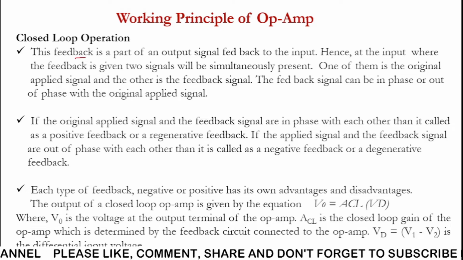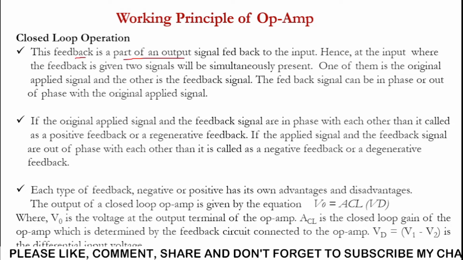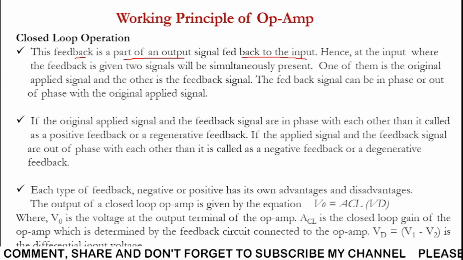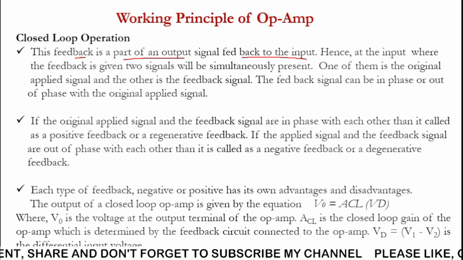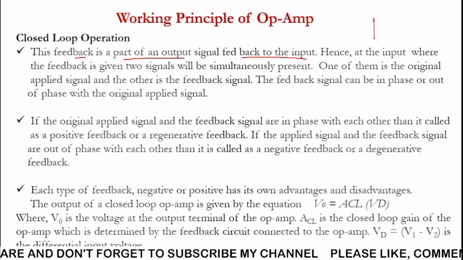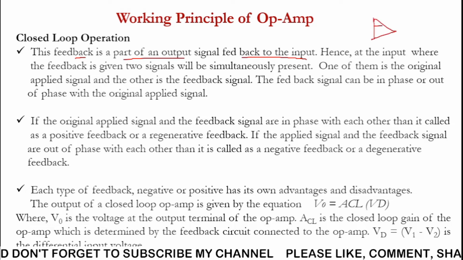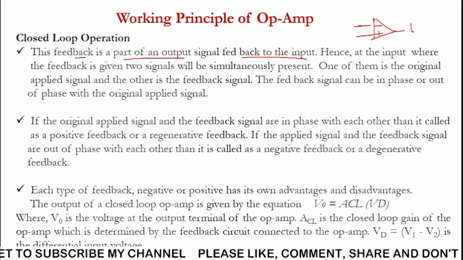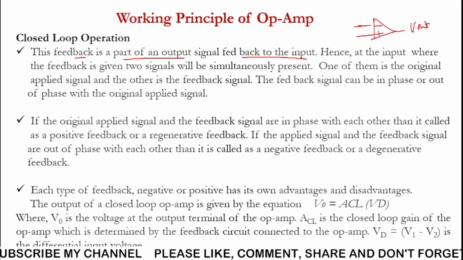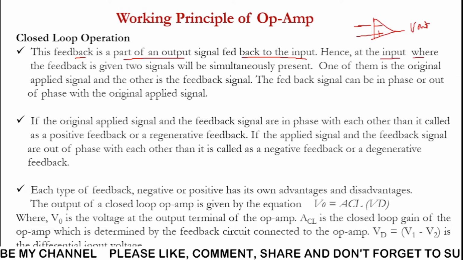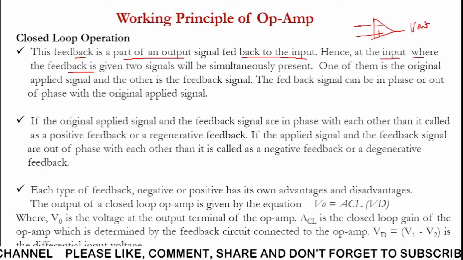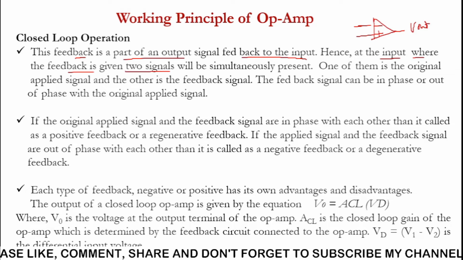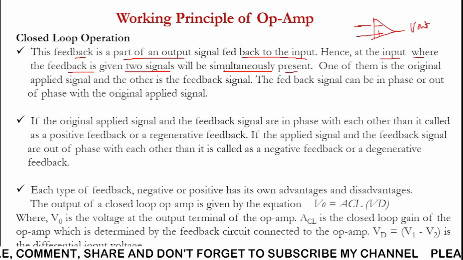Closed loop operation is where we have feedback. So part of the output signal is fed back to the input. This is called closed loop operation. From where do we get the feedback? Suppose inverting and non-inverting terminals are there and we have a V out. At the input where the feedback is given, two signals will be simultaneously present, one of them being the original input signal.